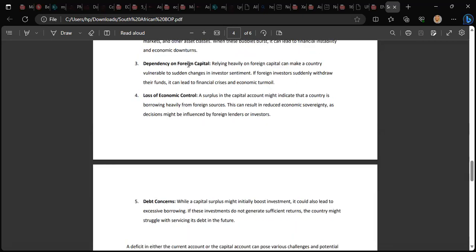And then of course, dependence on foreign capital. This is right where we are as African countries. We depend quite a lot on foreign investors, and we are very much vulnerable. Most of the time, when a country is running a trade deficit like South Africa, it's going to be compensated by a financial account surplus. So we have a financial account surplus most of the time. But the problem with that now is a high dependence on foreign capital.